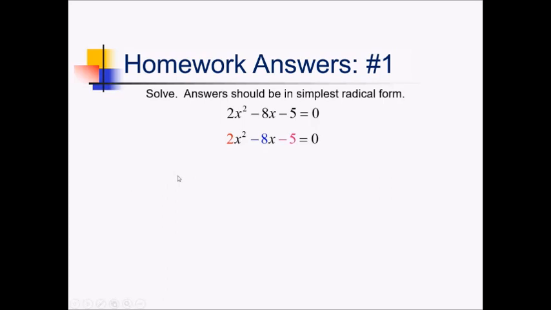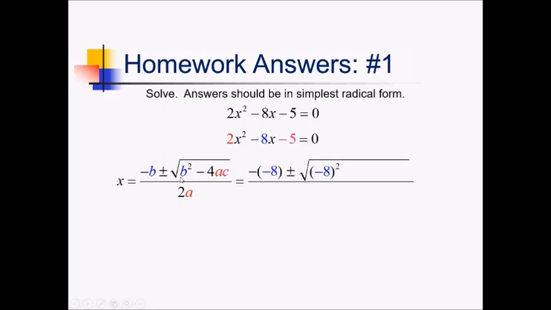So negative b plus or minus square root of b squared minus 4ac all over 2a. And it's safe to use the quadratic formula because they already gave this to us in standard form. Everything on one side in decreasing order. So plug in all that in. We have a negative b value of negative 8, so negative 8, plus or minus square root of negative 8 squared minus 4 times the a value 2 times the c value negative 5 all over 2 times the a value 2.